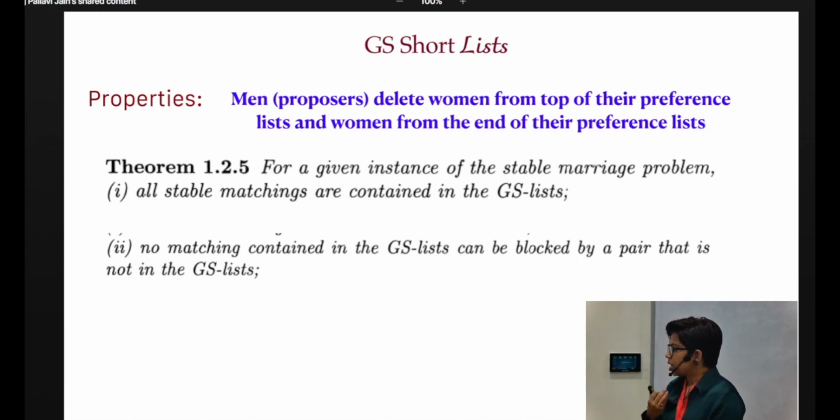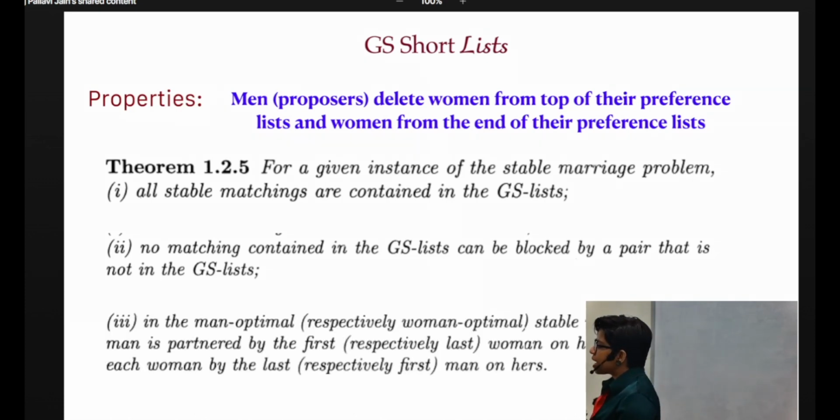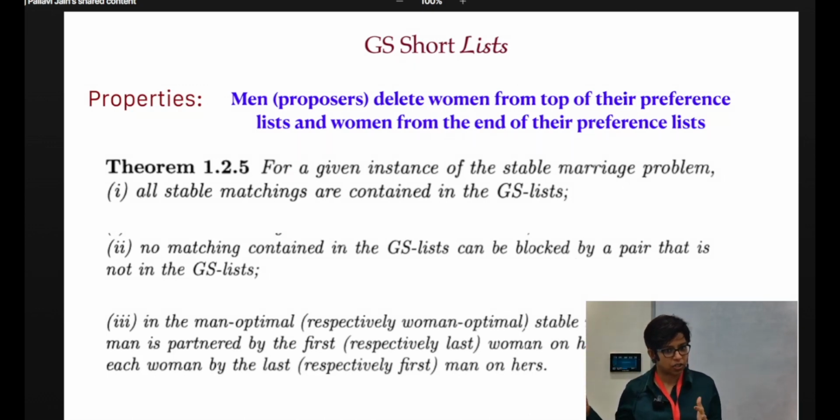Now, in the man-optimal stable matching, each man is partnered with the first woman on his GS list. This is exactly what we saw. This is by construction, right? So the third property is rather straightforward.